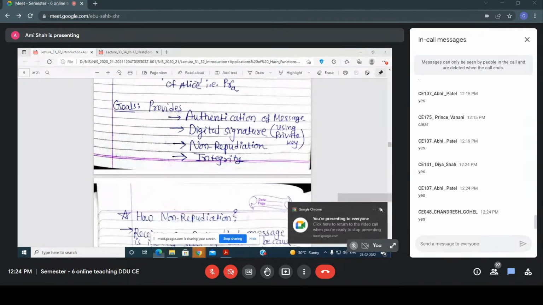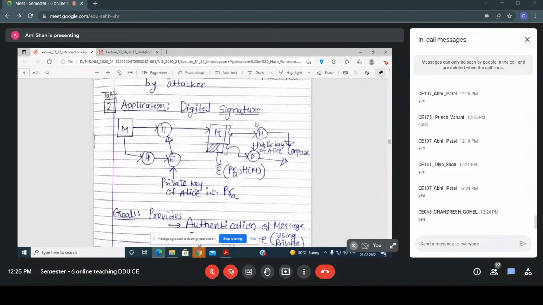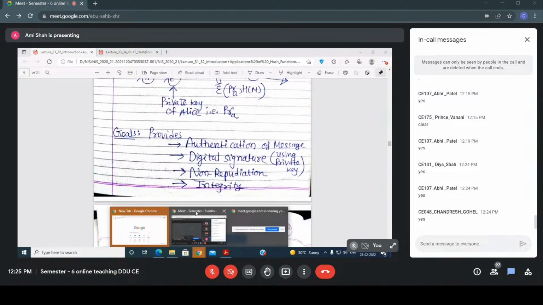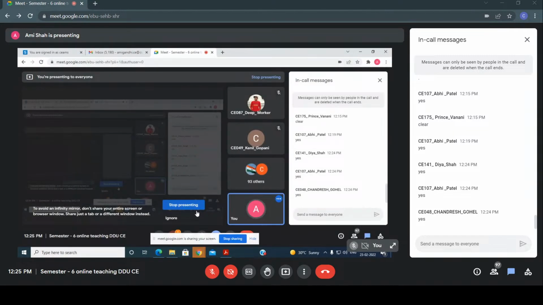So now that's why I can say, what is the goal of this? It provides the authentication of the message, the digital signature using the private key, and non-repudiation. And all of you know what you mean by repudiation? Please write down in the chat window. What do you mean by repudiation?